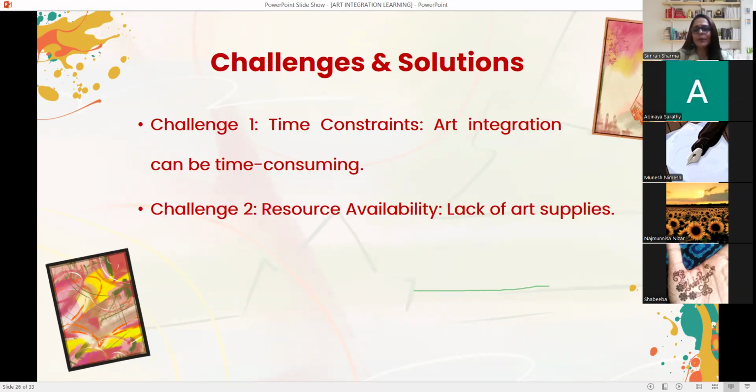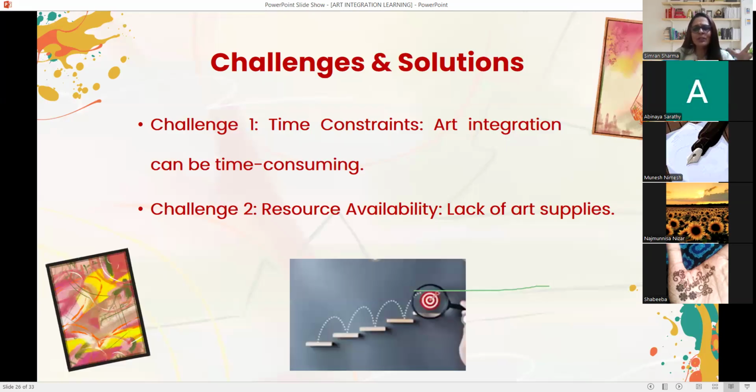Second challenge is resource availability, lack of art supplies. Yes, that I agree with you. So we can use material which is easily available. Suppose you need beads; instead of beads, ask them to bring buttons, which are easier to find. Or pebbles can be painted. Good out of waste can be used. Some used material from home they can be asked to bring. And generally we have stationery procured in the beginning of the session for all these activities.